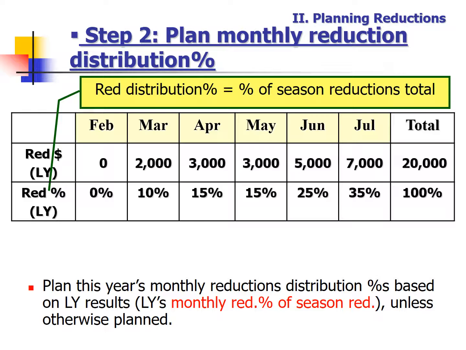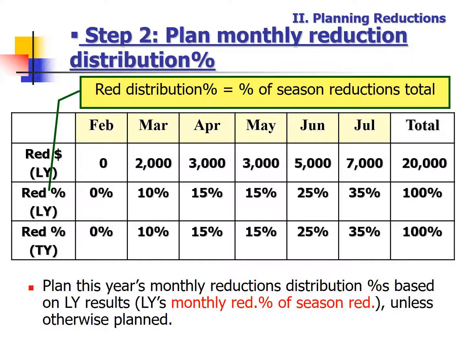Since the total seasonal reductions were $20,000, we can calculate the March distribution percent by dividing the March reductions dollar, $2,000, by the total seasonal reductions, $20,000, which was 10%, right? And we can do the same thing across the other months, 4 months. In this example, 10% of the total reductions occurred in March, 15% occurred in April and May, and 25% in June, and 35% in July, which all add up to 100%, right?